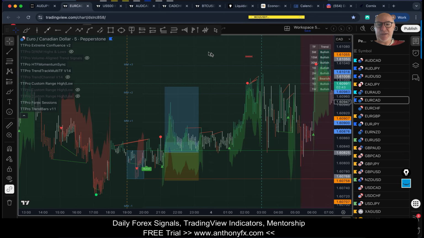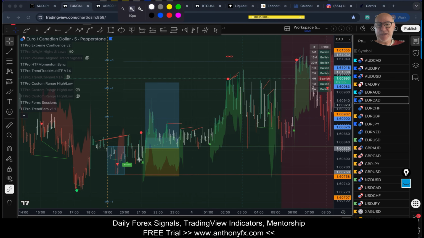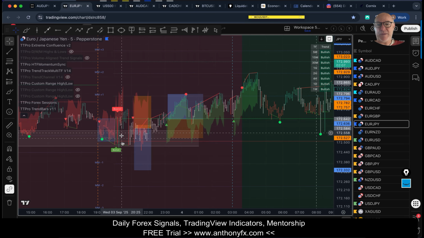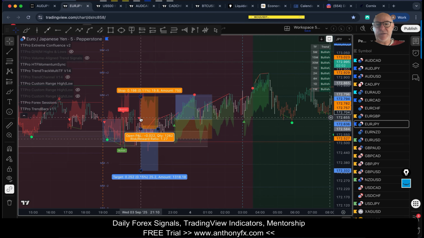This one was a really nice outcome, and this is an ideal situation when you get the break and then you get the signal to enter there, and look at that. This one here, Euro Yen, that was a tricky one. Very messy price action around here. And we did get a red signal there.